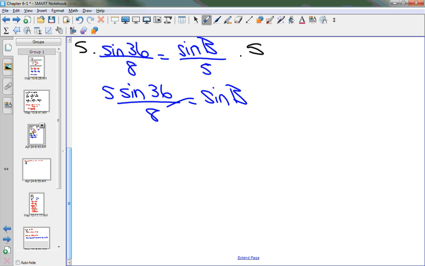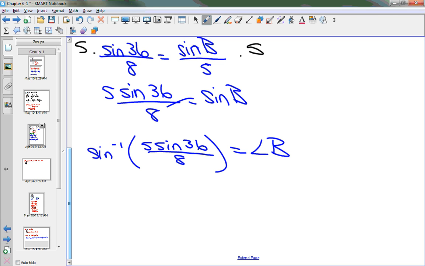So how do I get rid of that sine? Arc sine. So I need sine inverse of 5 times sine of 36, which is just a number, divided by 8, is going to be equal to angle B. So get your calculators out.